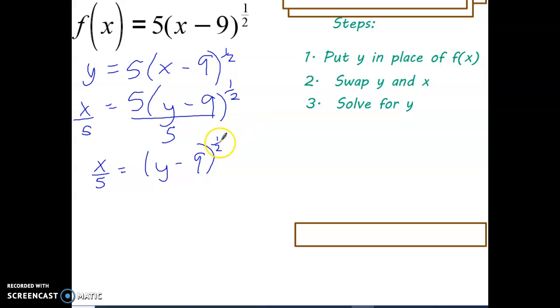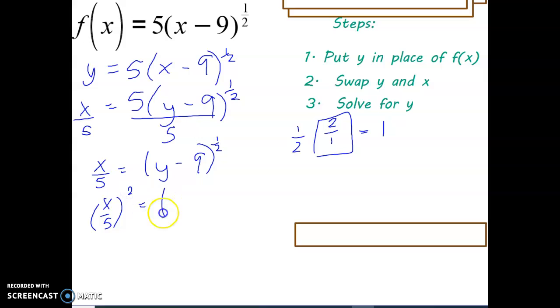Okay, now you remember we said before we can't distribute that because we have a minus right there. Anytime you have plus or minus in the parentheses, you can't distribute. So I need a different way of getting rid of this power of 1/2. Again, I want it to be a 1. So 1/2 times what is going to give us 1? Well, it's always going to be the reciprocal. So 2 over 1 is the same thing as 2. I'm going to square both sides.